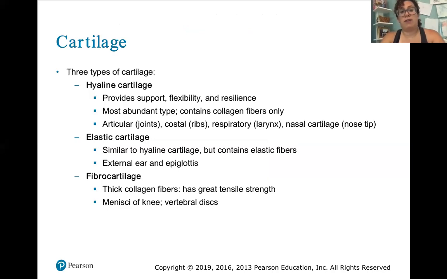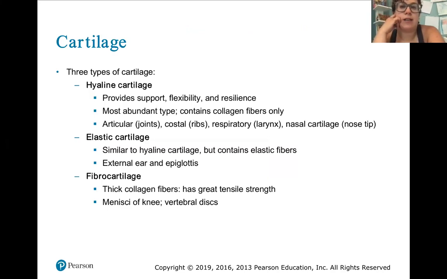Cartilage comes in three different types. We have hyaline cartilage, which provides support and flexibility as well as resilience. It's the most abundant, and you're going to find this at the ends of your joints, in the ribs, in the larynx, the tip of your nose. Then we have elastic cartilage, which has a lot more elasticity to it, hence the name. You find this in your outer ear called the pinna and the epiglottis.